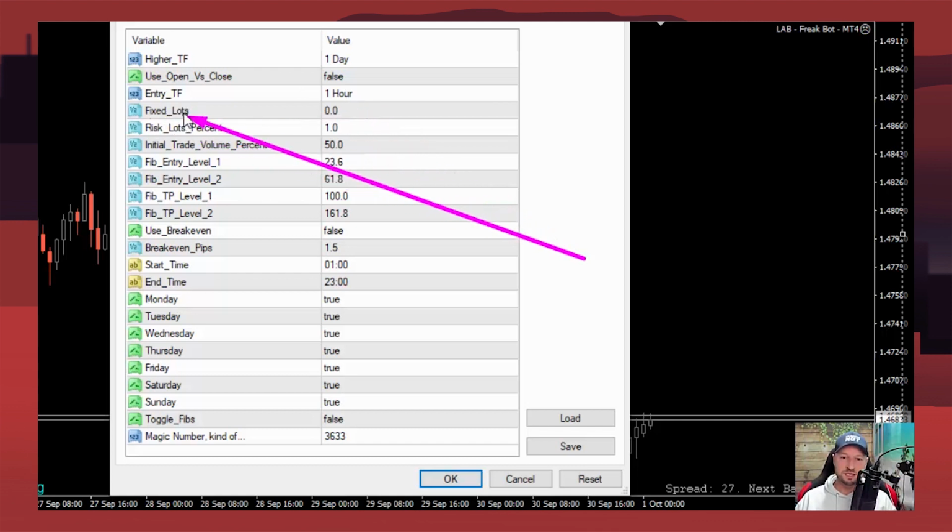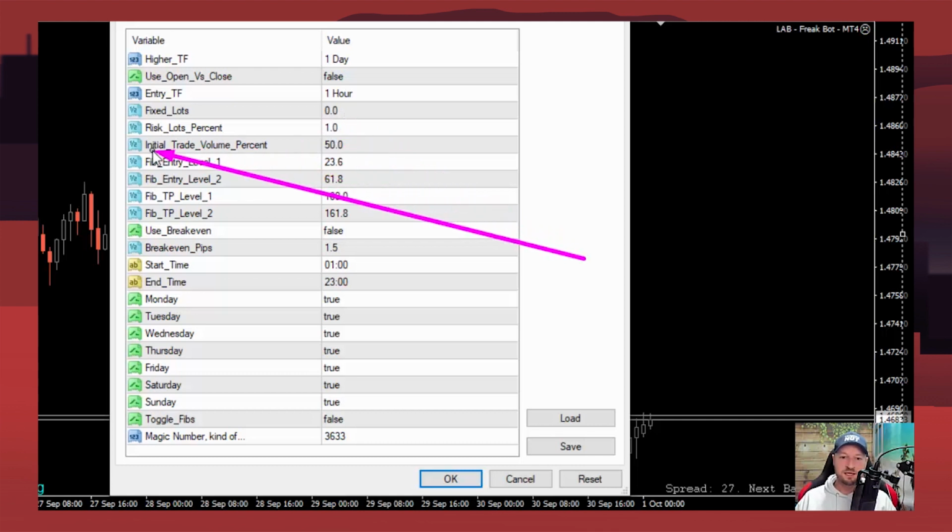Now these two work together, the fixed lots and the risk percent. You can have either a risk percentage of your account balance, so in this case we'll be risking 1% of the account balance per trade, or you could use fixed lots. Now you can toggle them on and off by making this 0, and then that triggers this one to work. So if you wanted to have like 0.01 or whatever per trade, then it will split that up instead of splitting the risk lots up.